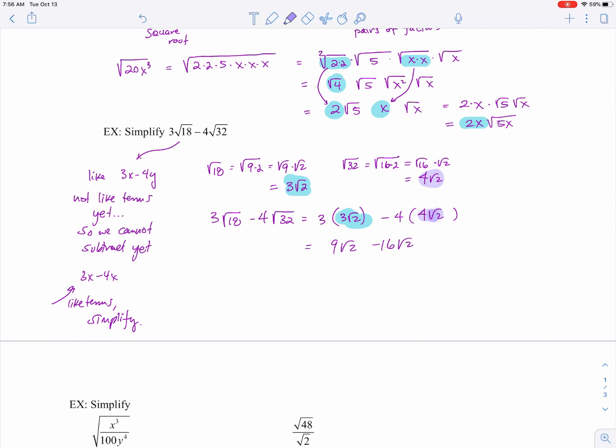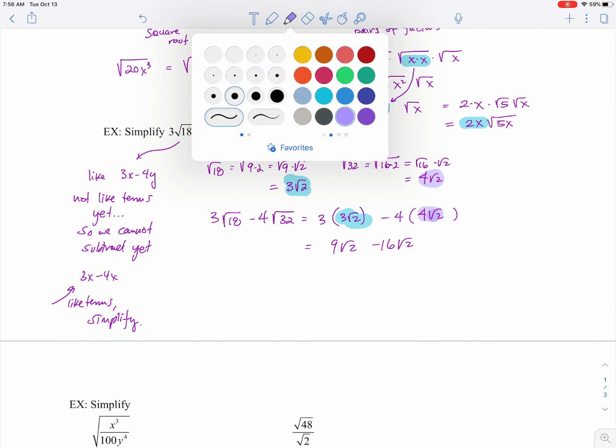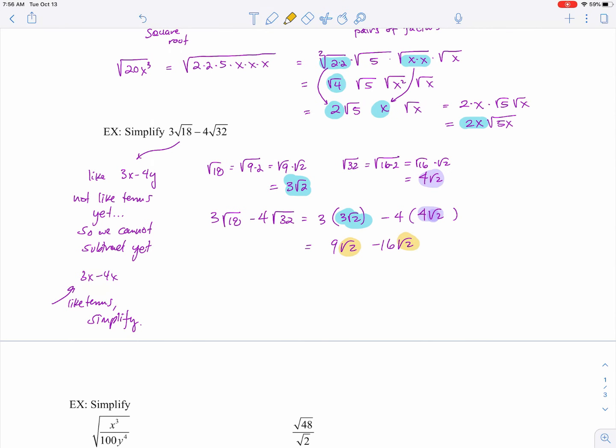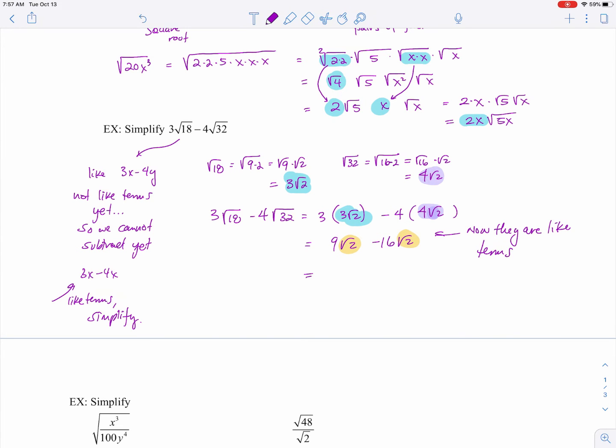And now they are, in fact, like terms. So now they are like terms. So that's 9 root 2's minus 16 root 2's gives us negative 7 root 2's. And that is our final answer here.